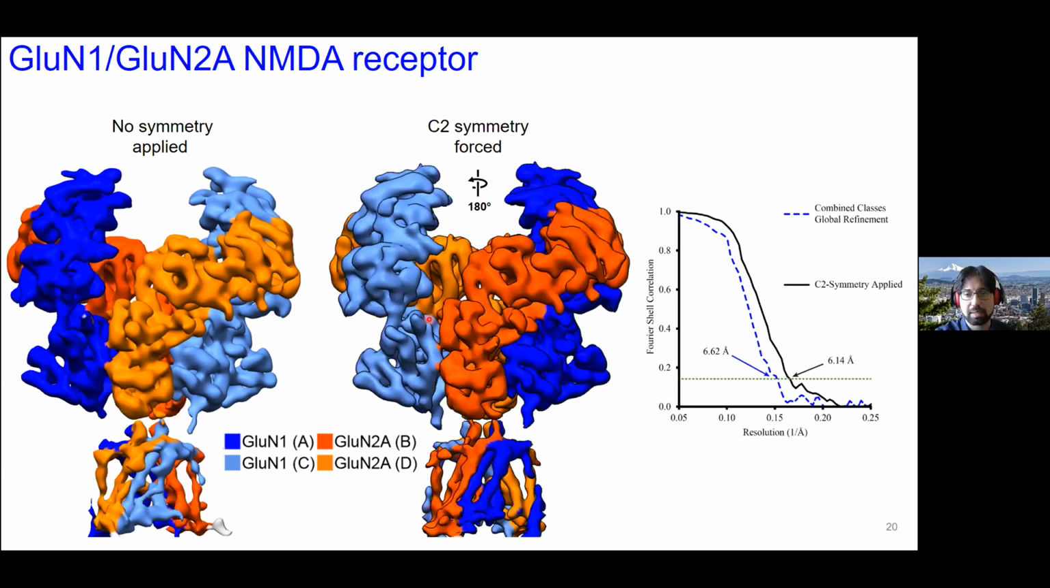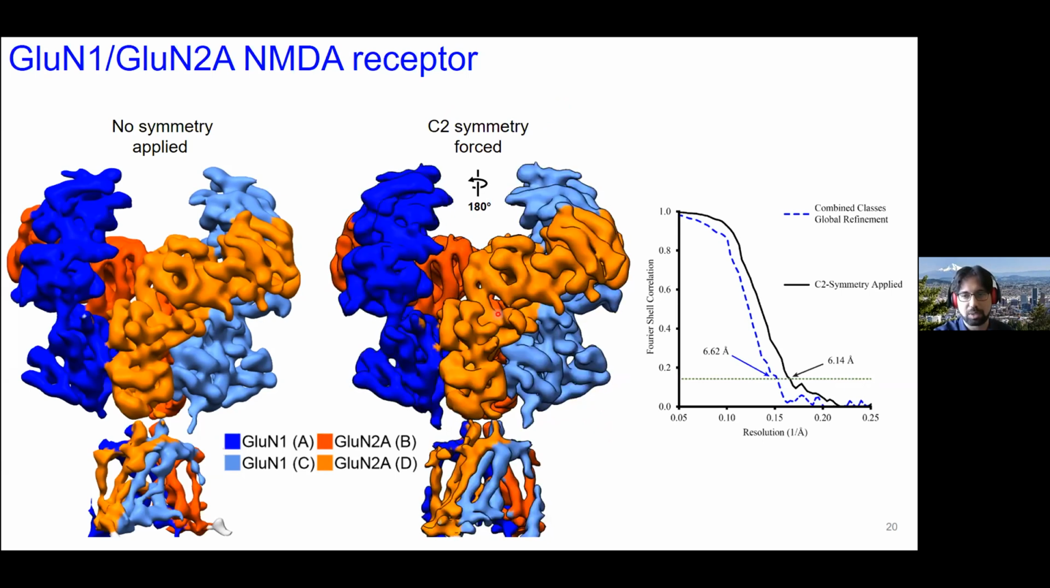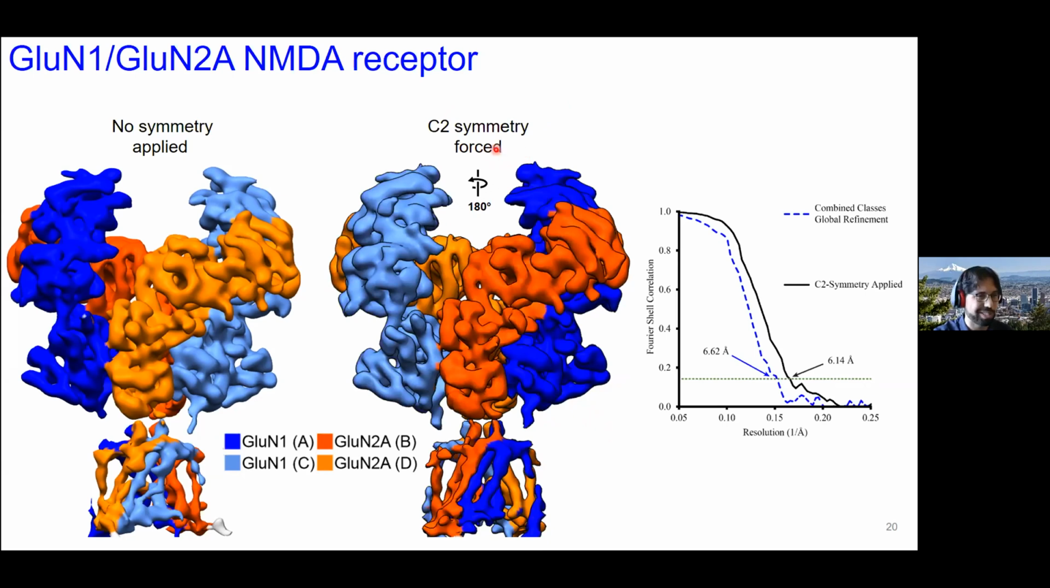So when we rotate it 180 degrees, you get the same structure. Now, this is cheating because we force C2 symmetry. So by definition, this has to do that. So what happens if we do this to the structure we got when we didn't apply symmetry?